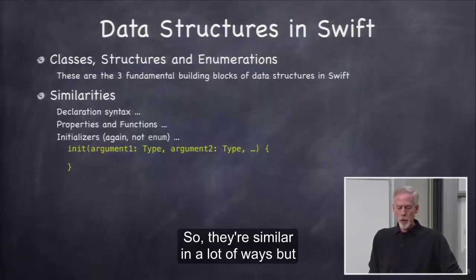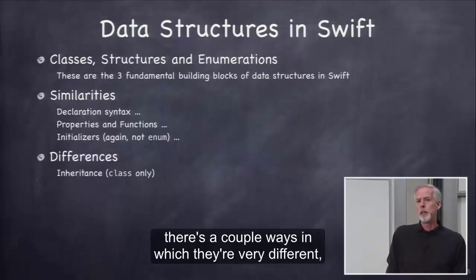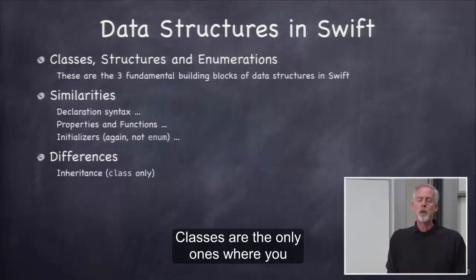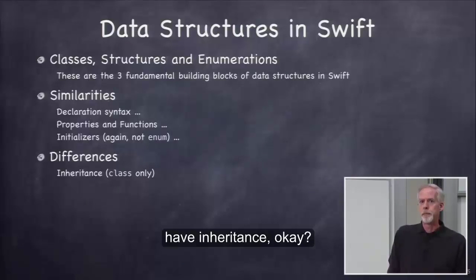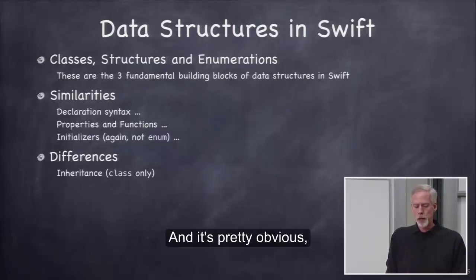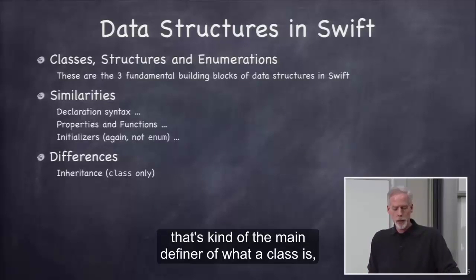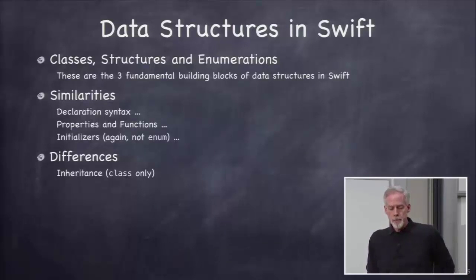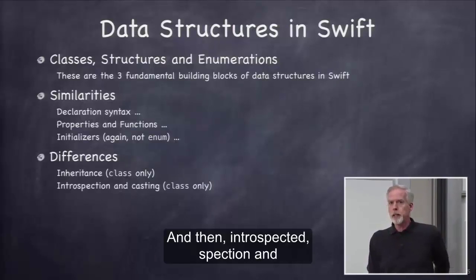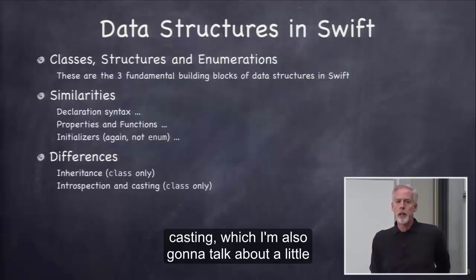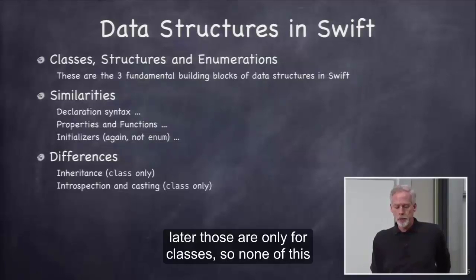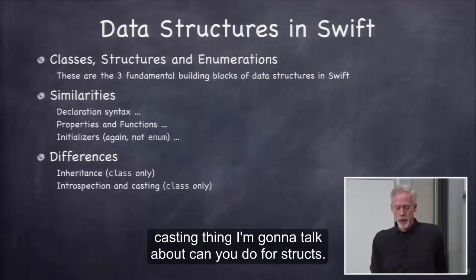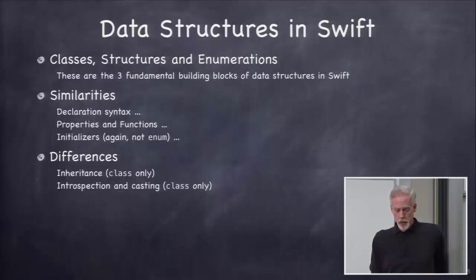Okay, so they're similar in a lot of ways, but there's a couple ways in which they're very different. All right, classes are the only ones where you have inheritance. Okay, and it's pretty obvious. That's kind of the main definer of what a class is. It has inheritance. And then introspection and casting, which I'm also going to talk about a little later, those are only for classes. So none of this casting thing I'm going to talk about can you do for structs.